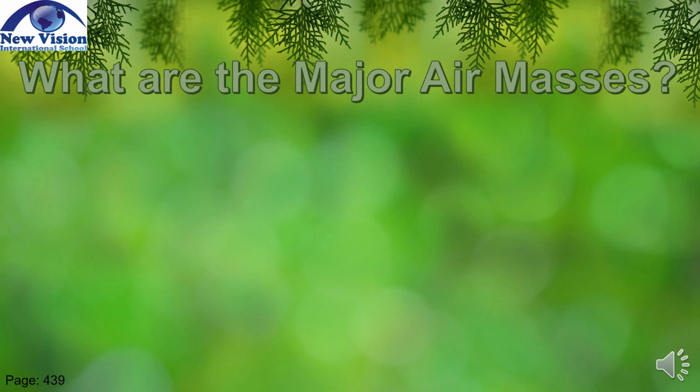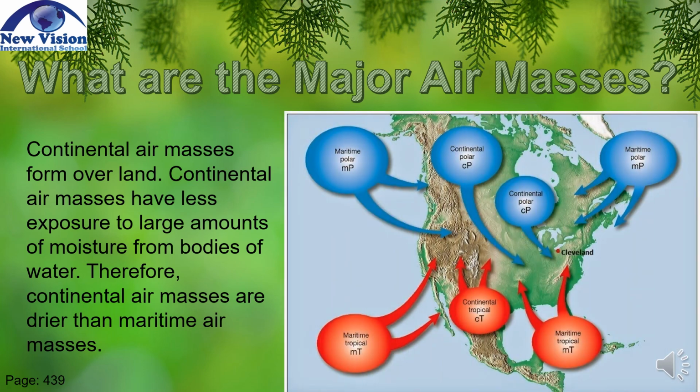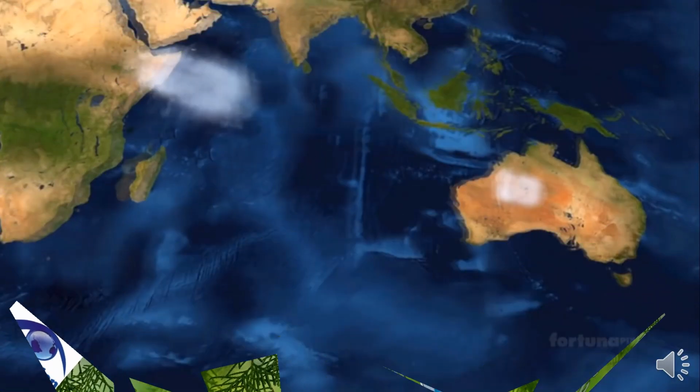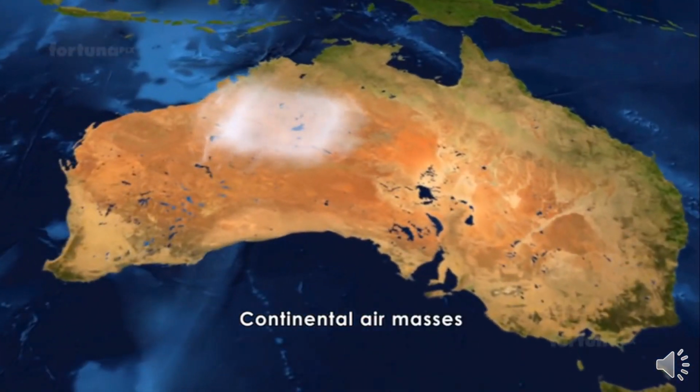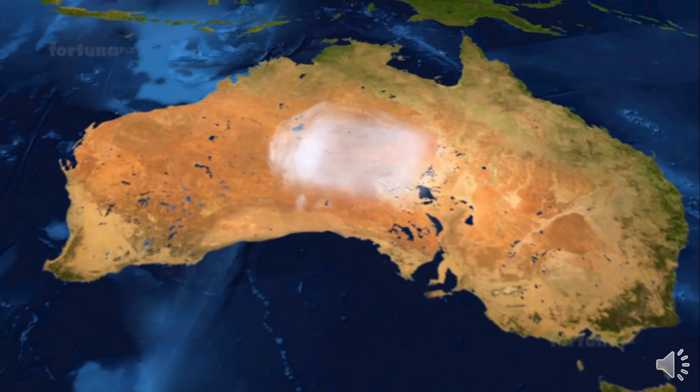Next major air masses is what we call continental. Continental air masses form over land. Continental air masses have less exposure to large amounts of moisture from bodies of water. Therefore, continental air masses are drier than maritime air masses. Remember, maritime air masses form in oceans. Okay? Continental air masses occur over large land masses and usually contain less moisture than other air masses, meaning they tend to be dry.